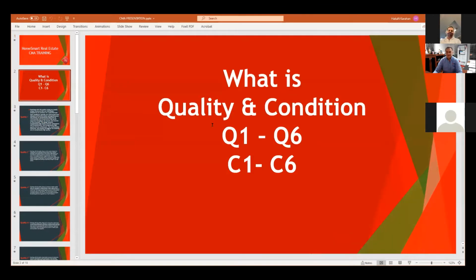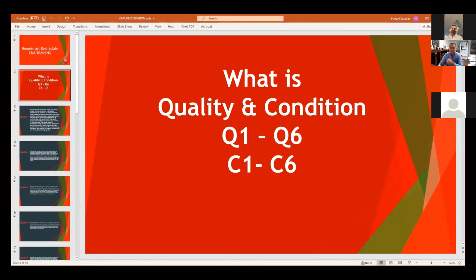So let's learn about this. Does anybody know? You can unmute yourself if there is no background sound. Any of you know what Q1 and Q6 or C1 and C6 are for? No. Okay. So basically, quality is Q, and they go from 1 through 6.